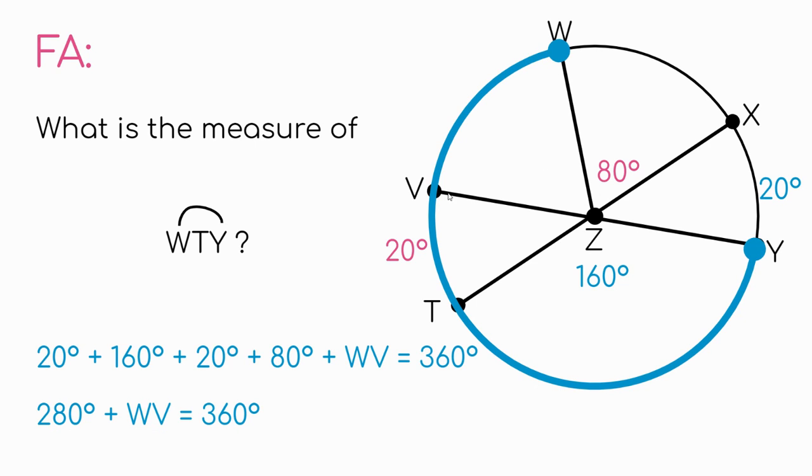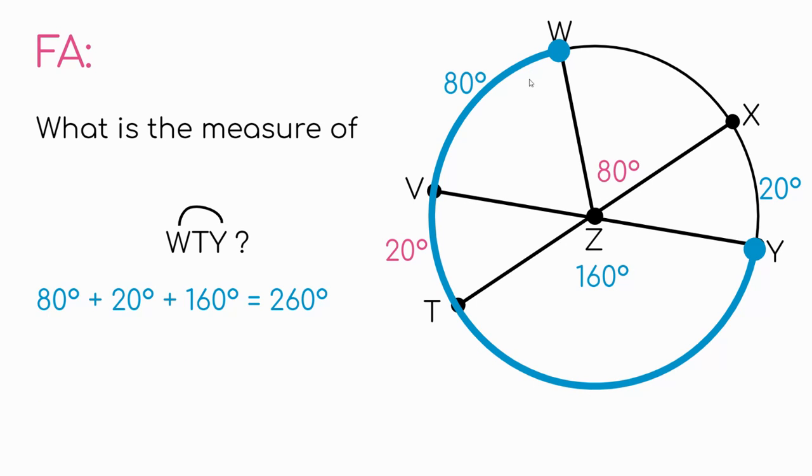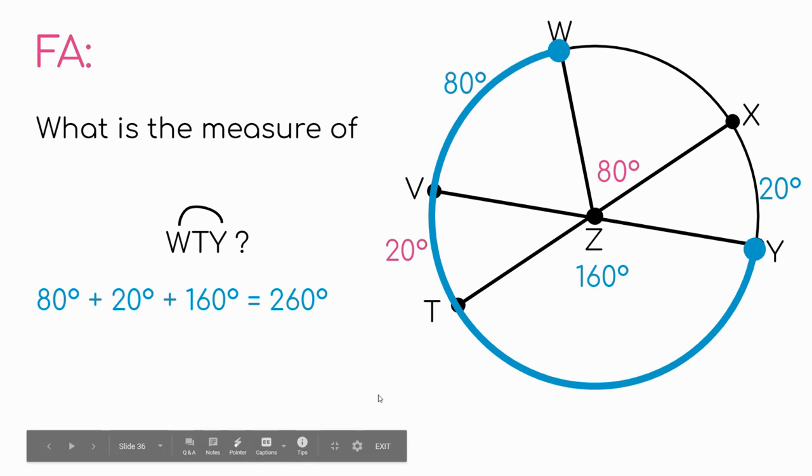So hopefully you saw we have all the angles except for one. So you want to add everything up, subtract it from 360. 20 plus 160 plus 20 plus 80 is 280. So subtract that from 360. We know that WV has to be 80 degrees. So now to find arc WTY, we add 80 plus 20 plus 160. We get 260 degrees.